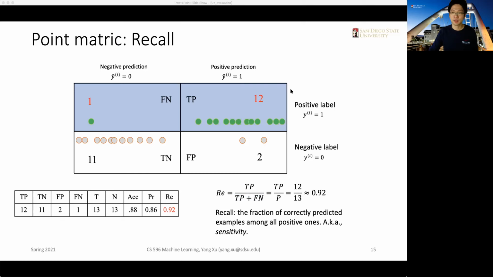Professor, is precision and recall always in terms of the positive side, like positive prediction? That's basically true. That's how we define those concepts. But if you flip around the negative versus the positive labels, you can also define the precision and the recall in terms of the negative examples. I think it's totally symmetric.